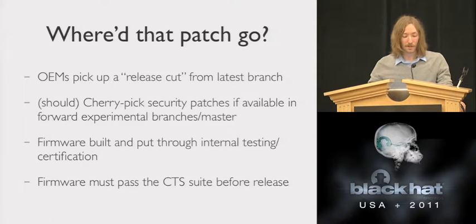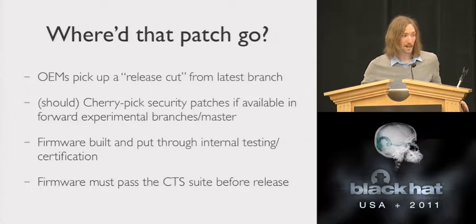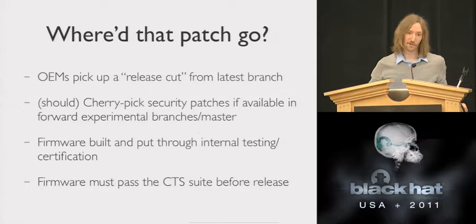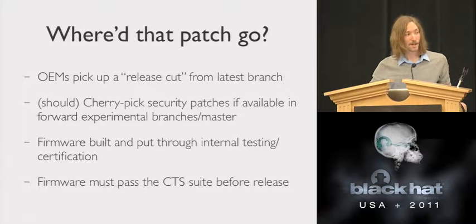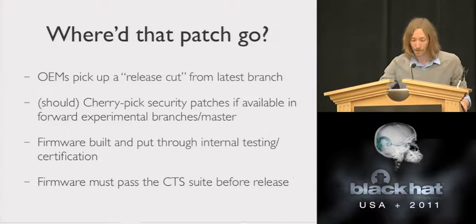At this point, the OEMs will grab a stable branch that Google has tagged, and that's their starting point for their modifications. And if there are security fixes that are available in newer versions, they will sometimes take those and cherry pick them into their trees if they haven't been backported by Google.